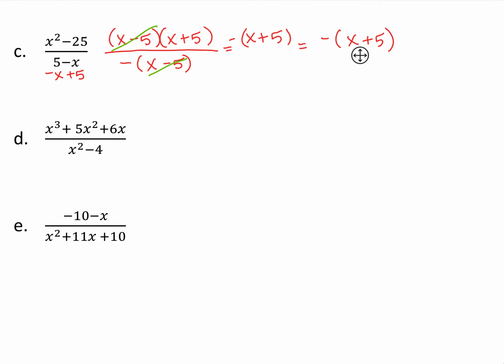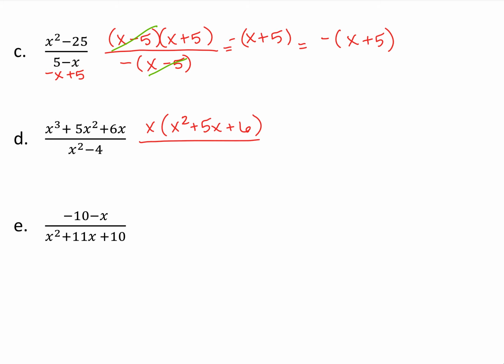All right, D. I have x cubed plus 5x squared plus 6x. What do they all have in common? They all have an x. So I know for the top, I'm going to have to pull an x out, and I'm left with x squared plus 5x plus 6. All right, so that's the top.